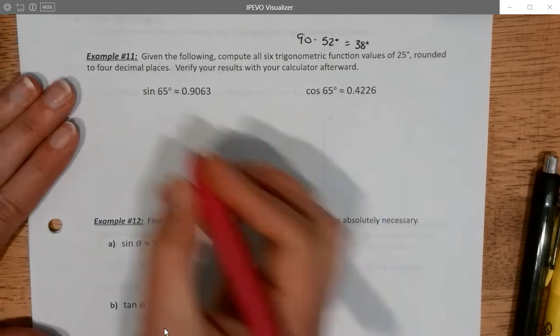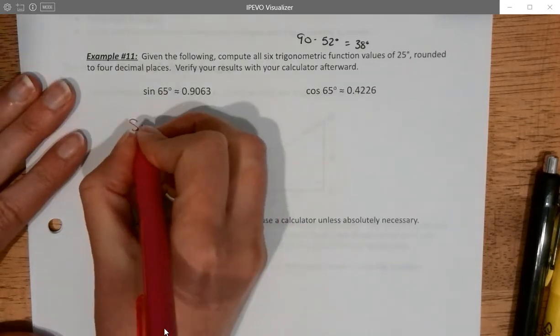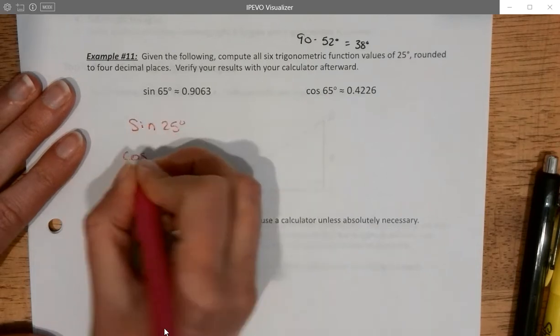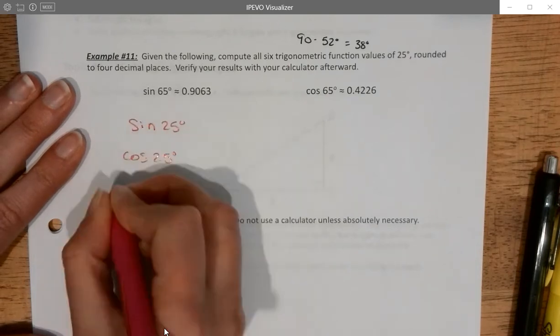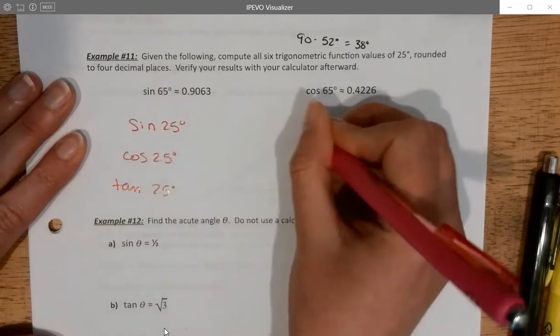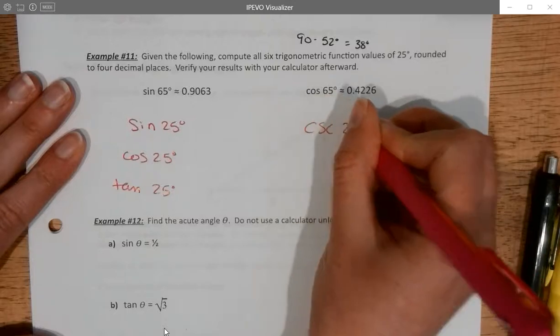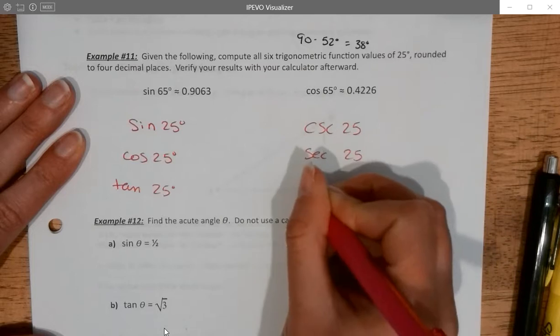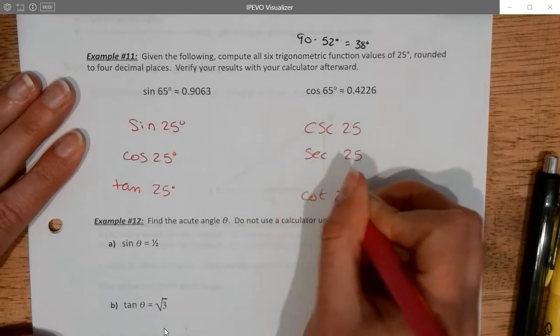Okay. So the sine of 25, I need the cosine of 25, and the tan of 25. I'm just going to write down what I need first of all. The cosecant of 25, the secant of 25, and the cotangent of 25. I want all 6.